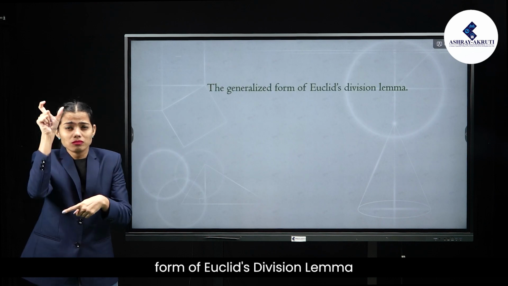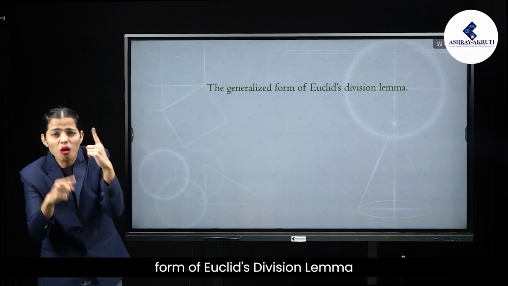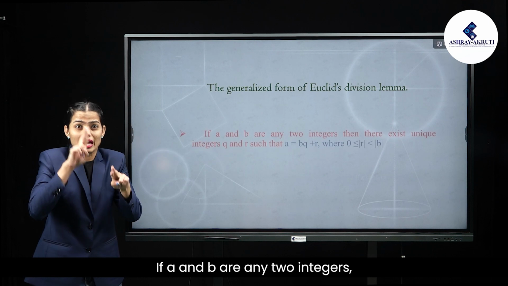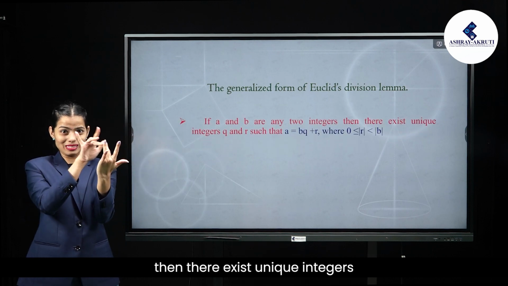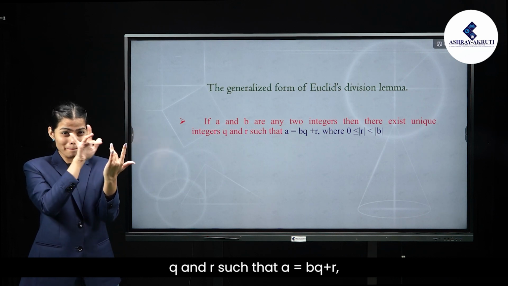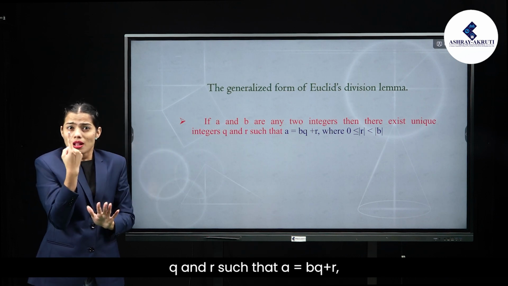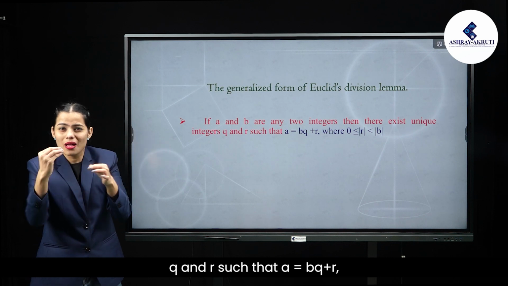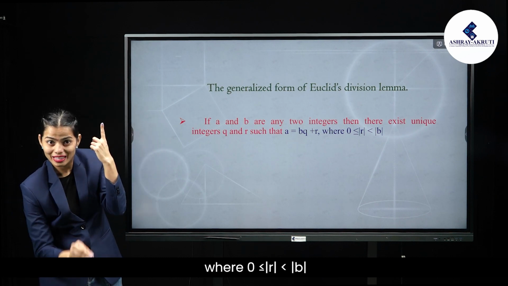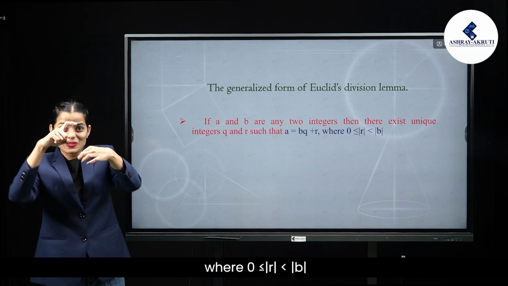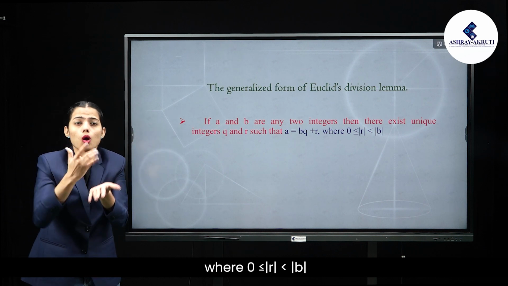The generalized form of Euclid's division lemma. If A and B are any two integers, then there exist unique integers Q and R such that A is equal to BQ plus R, where 0 less than or equal to R less than modulus B.